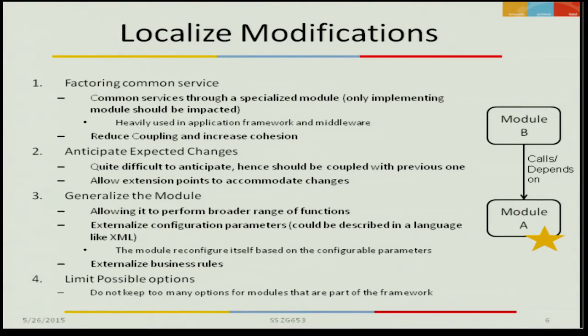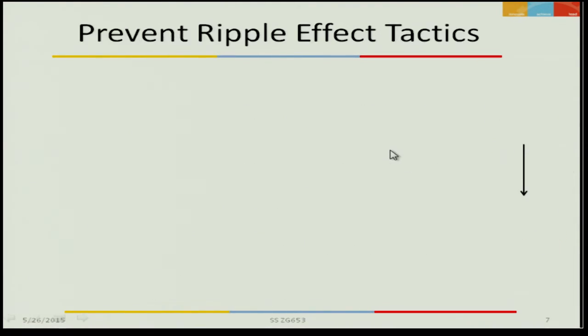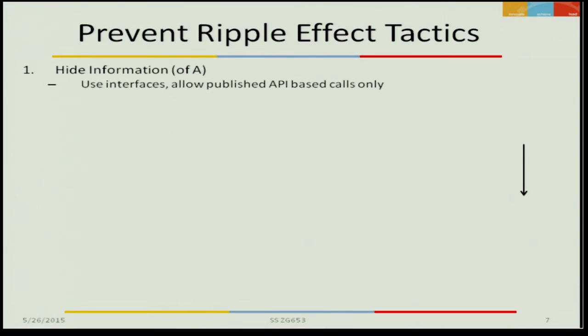So in this example, module B is calling module A, and then there is a call or dependency between module B and module A. In fact, module B is dependent on module A. Let's look at the next tactic, which is prevention of ripple effect. This tactic is hiding of information of A, obviously, because B depends on A in our example.